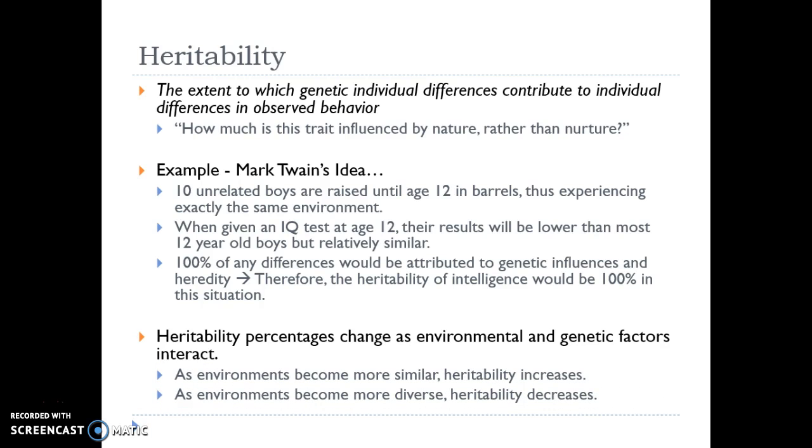Heritability percentages change as your environmental and your genetic factors interact. So a good rule of thumb is thinking, as your environment becomes more similar, heritability increases. Like if you look at the boys in barrels, they had exactly the same environment, thus heritability was really high. It was 100%. But as your environments become more diverse, heritability decreases. So if you took 12 unrelated boys across the United States right now, you wouldn't know really how much of their intelligence differences would be due to nature and due to nurture. So the heritability would be much lower in that situation with those people.